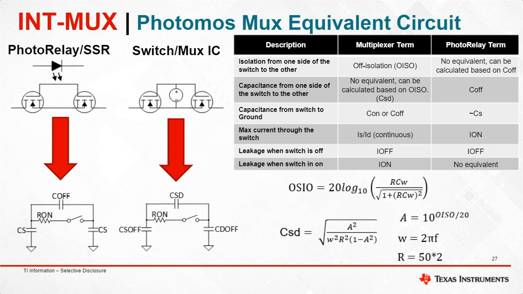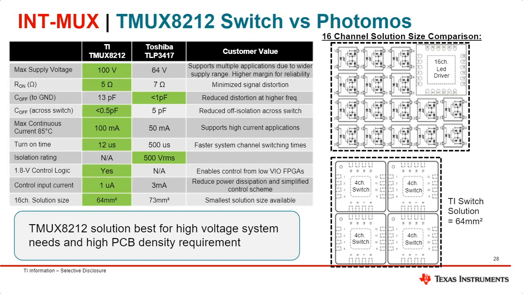This slide is a cheat sheet to look into the differences between an analog switch and a photo relay, to compare the different terms, what they mean, and how they correlate to each other. And there's an example of our switch, the TMUX8212, compared to a photoMOS. As you can see, most switches are smaller than their photoMOS counterpart, and they even have better parameters. Our TMUX8212 has a higher voltage range, smaller RON, and so on.